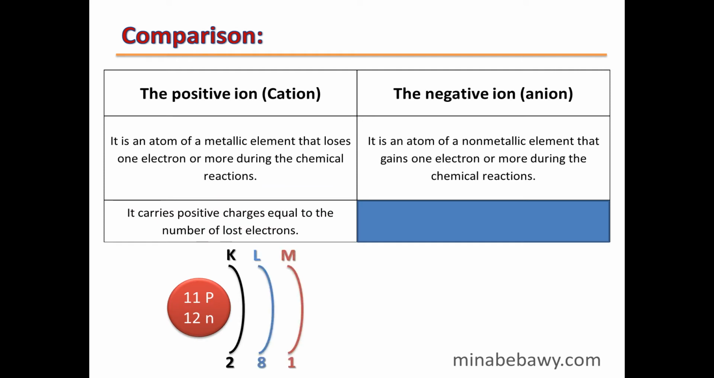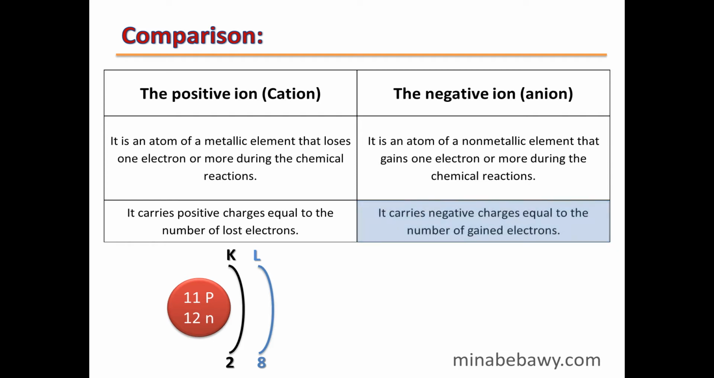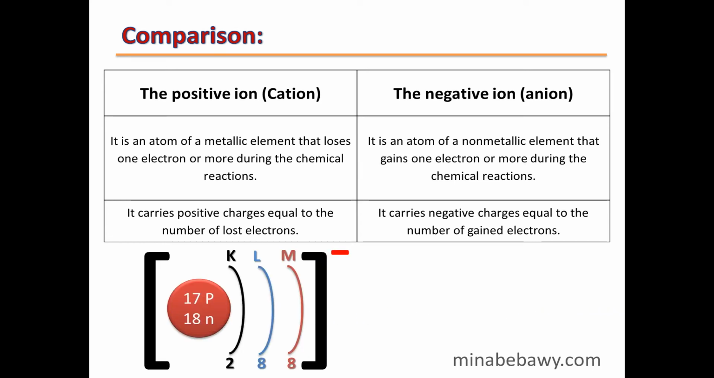A positive ion carries positive charges equal to the number of lost electrons. This sodium ion will carry only 1 positive charge, which is equal to the number of lost electrons. But a negative ion carries negative charges equal to the number of gained electrons. For chlorine, it will carry only 1 negative charge equal to the number of gained electrons.